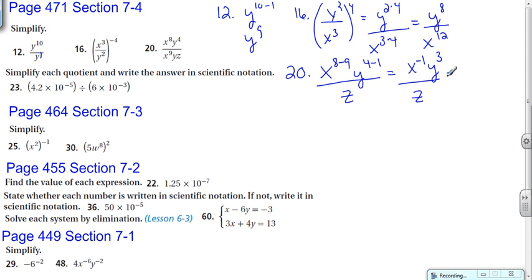But you can't have negative exponents, so anything with a negative exponent flips. So the y cubed is going to stay where it's at because it had a positive 3. But the x to the negative first is going down to the bottom as an x to the positive first and z. And most of the time they don't put the 1s, so you can erase the 1. You could have left it, it wouldn't matter either way.